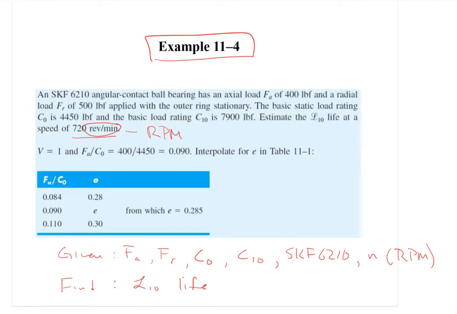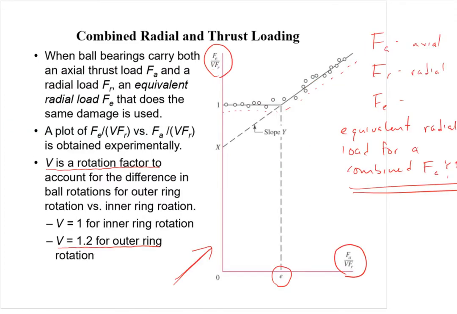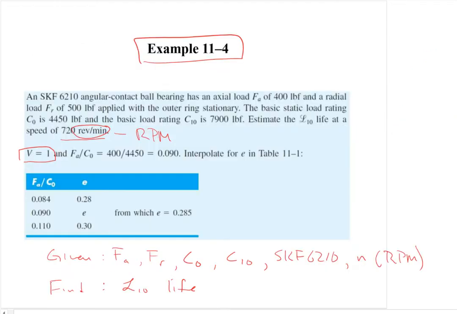So when they start the problem here, how did they get V equals 1? Remember, V equals 1 was a speed factor. I think that's way back on slide 16, yeah, here we go. So way back on slide 16, we're on slide 22. They've got an outer ring stationary. So that's another thing they give, and that's the part that makes V equal 1.